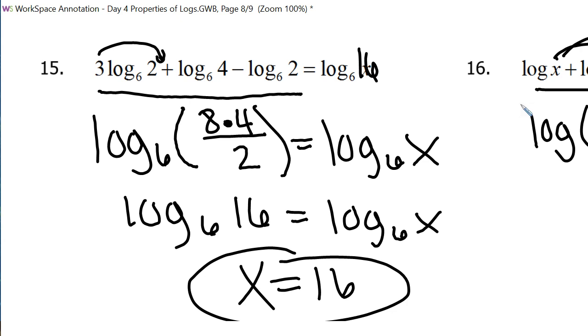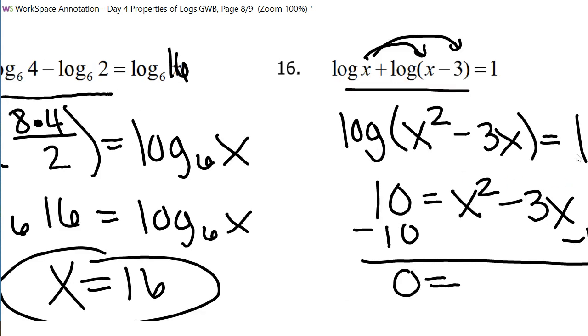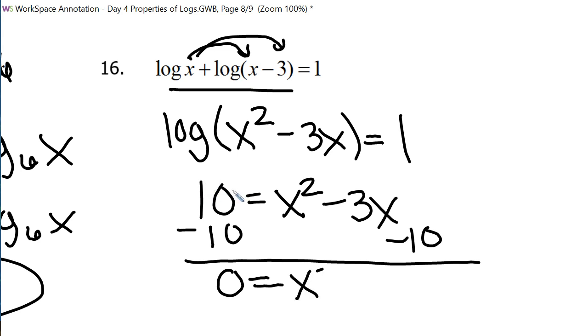Yeah, convert to exponential form. So what is the base? 10. What is the exponent? 1. And the answer is? x squared minus 3x. What type of equation is that? Quadratic. So to solve our quadratic equations, get it in standard form. And we will subtract 10 to both sides to get it in standard form. So 0 equals x squared minus 3x minus 10.